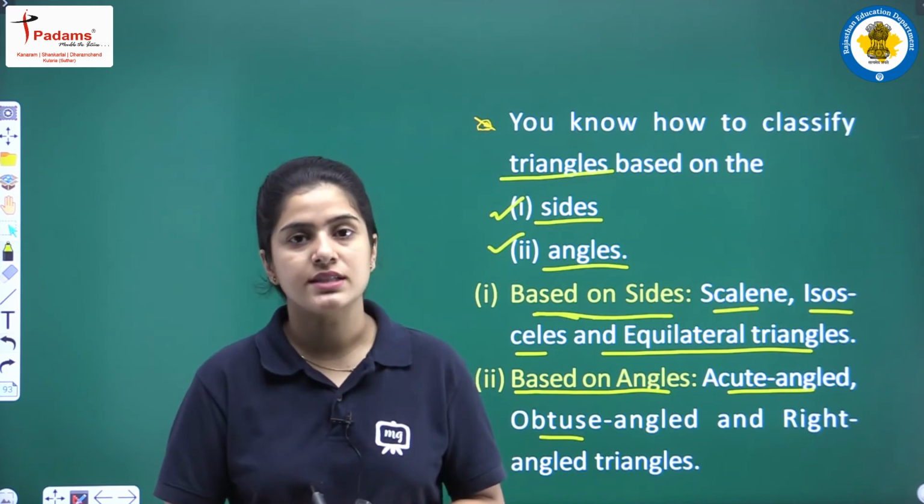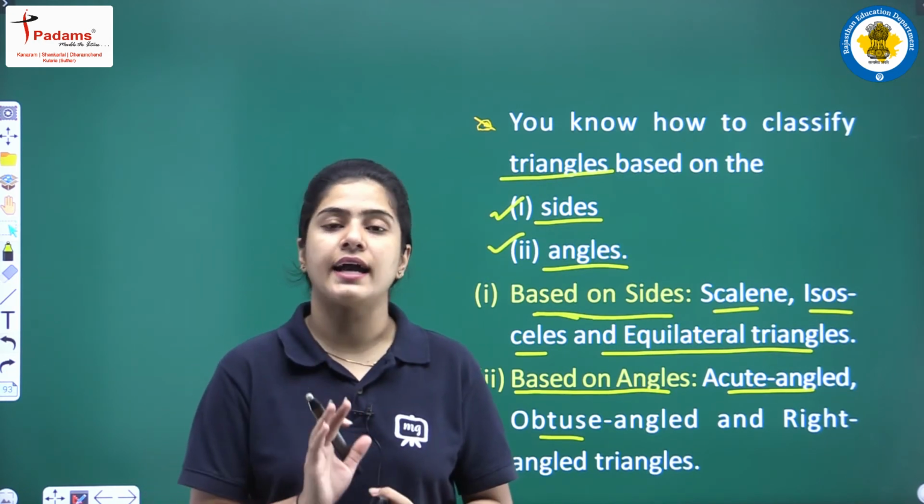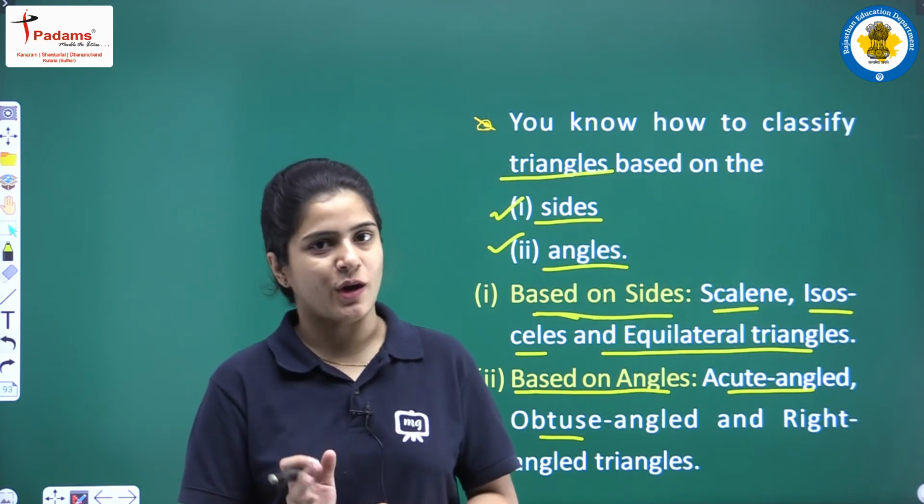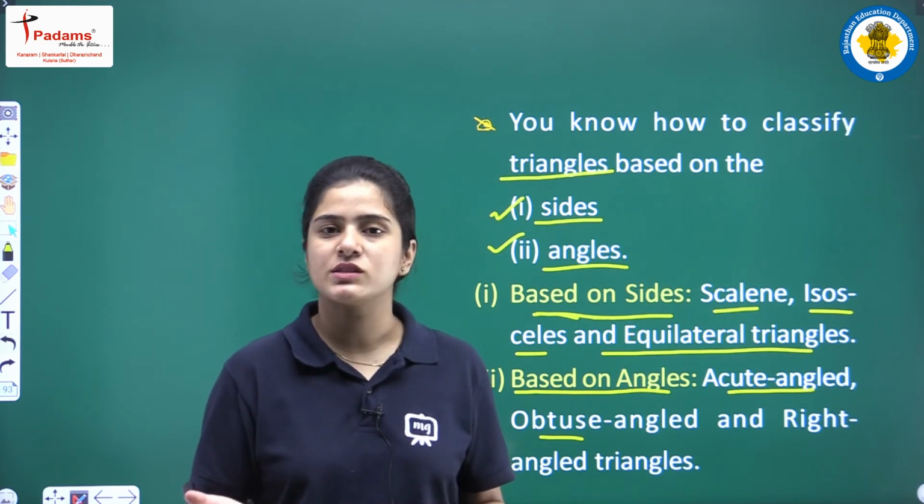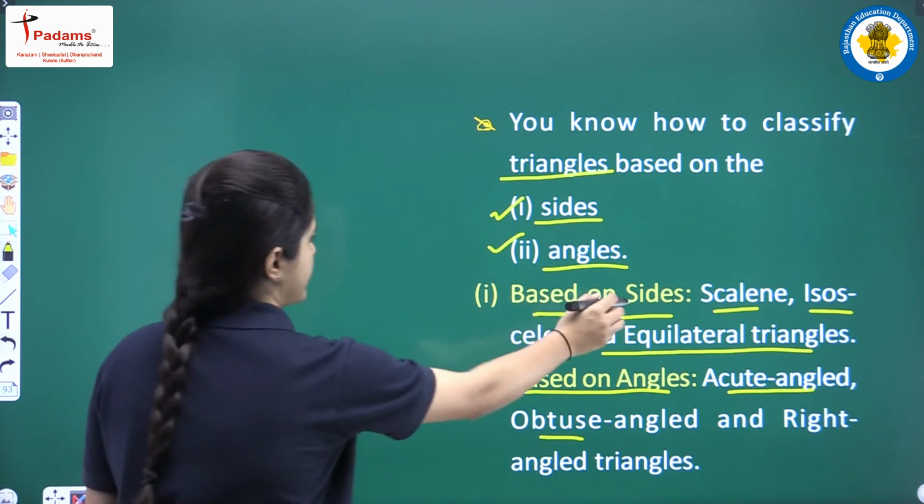Okay, so students, the triangle in which one angle formed is of 90 degrees is called right angle triangle. Okay students, so have a look at the classification based upon sides.